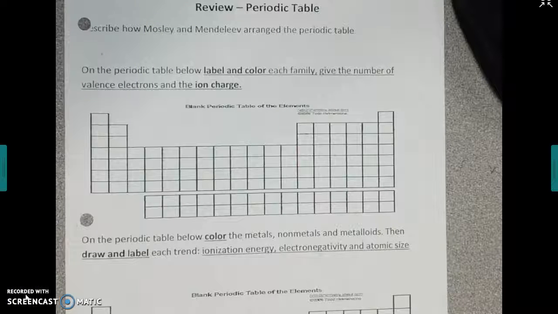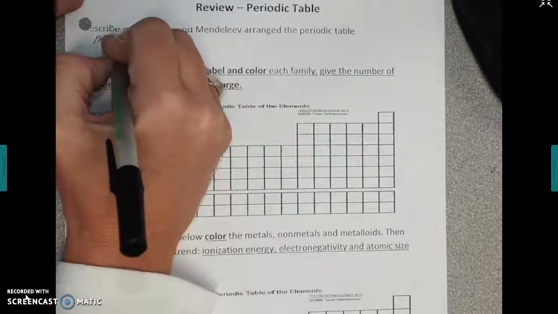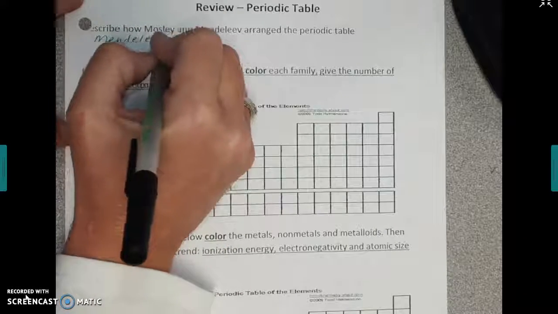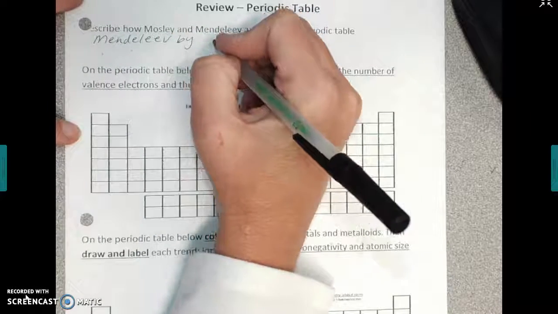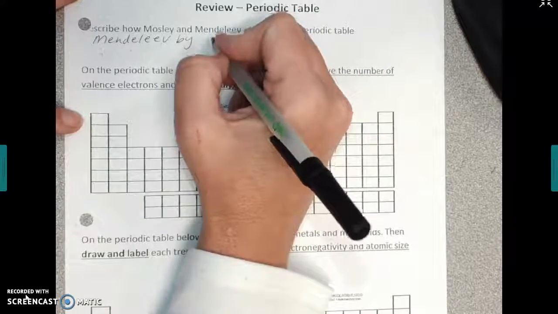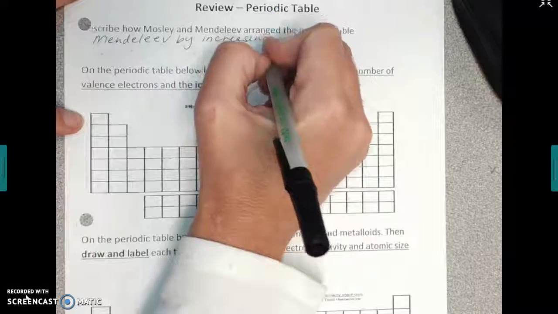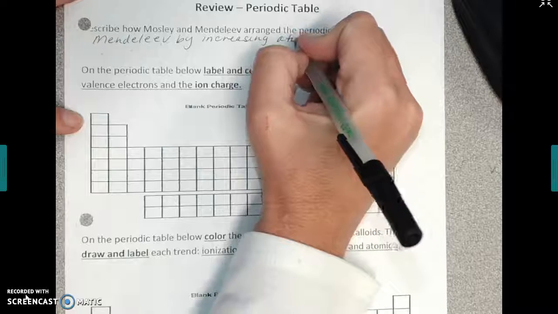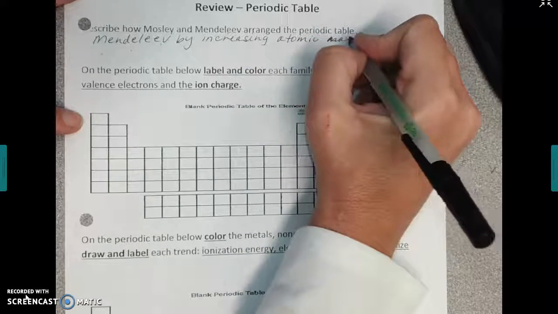Okay, so question number 1 says, describe how Moseley and Mendeleev arranged the periodic table. Dmitri Mendeleev, how did he arrange the periodic table? Jules? How did Dmitri Mendeleev arrange the periodic table? By? Excellent, by increasing atomic mass.